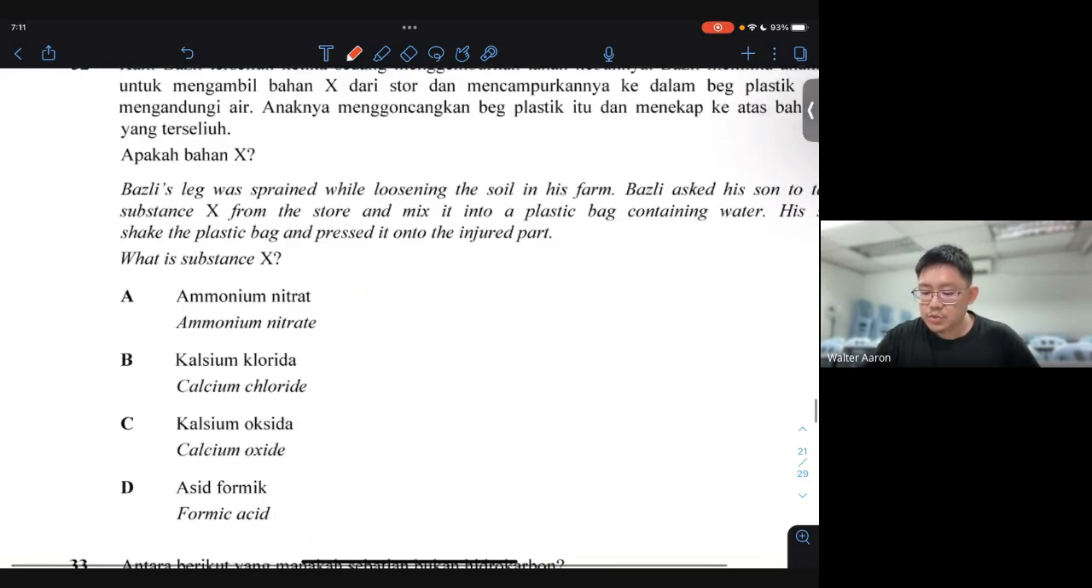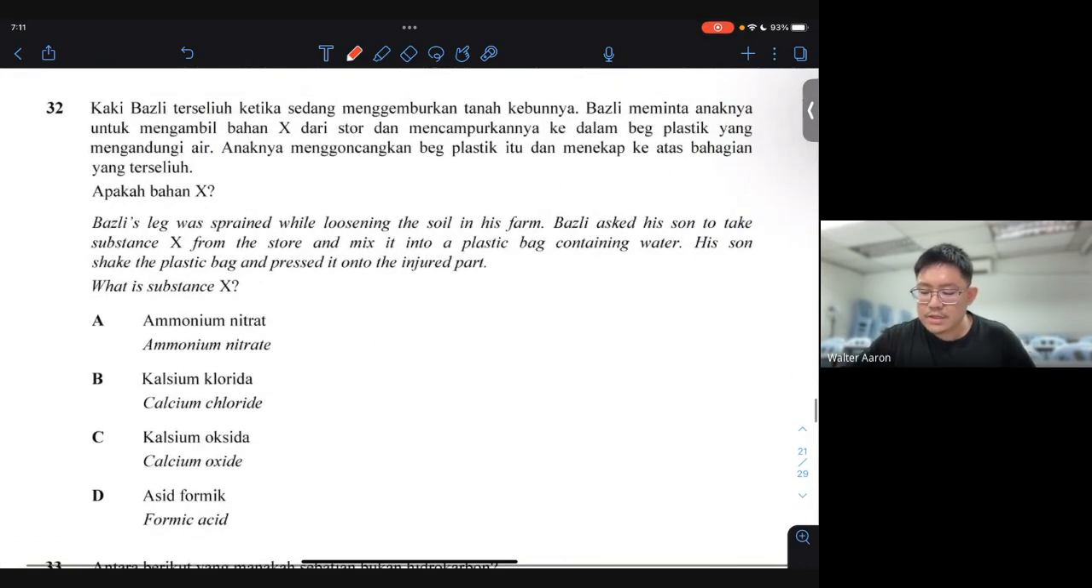Okay, let's move on to 32. Basley's leg was sprained while loosening the soil in his farm. Basley asked his son to take substance X from the store and mix it into a plastic bag containing water. His son shook the plastic bag and pressed it into the injured part.